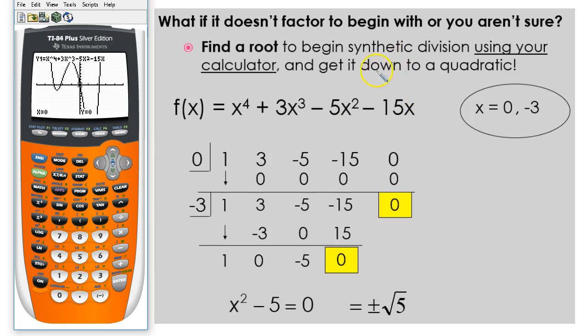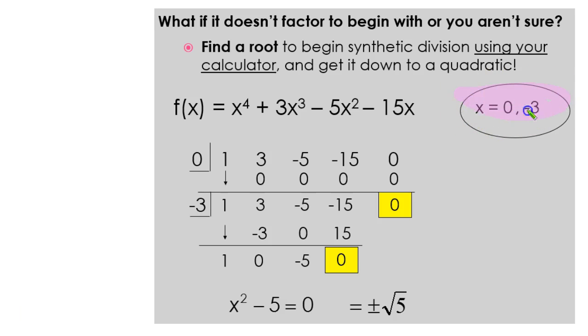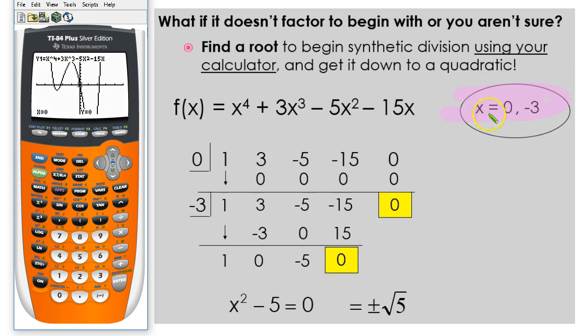We're going to come over after we found that x is equal to 0 and -3. We know that those are 2 of the roots. We're going to kind of come back to those in a minute. You might want to highlight them on your paper. But we are going to use both of them synthetically.